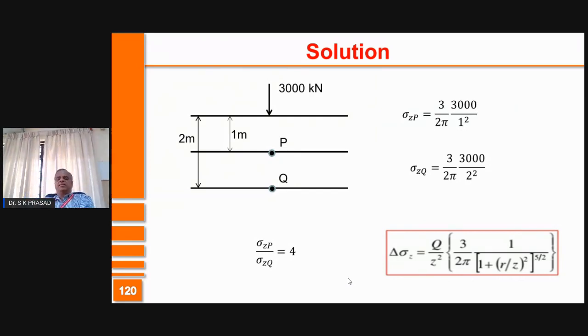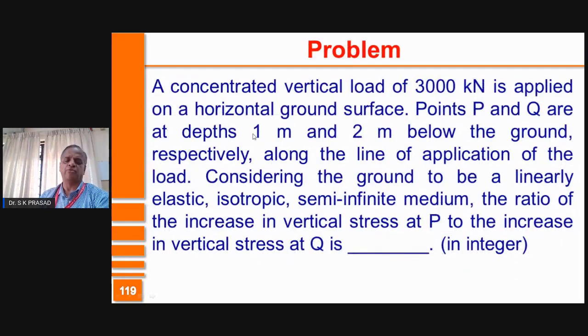Sigma z is equal to Q by Z squared into 3 by 2 pi into 1 over 1 plus R by Z whole square to the power 5 by 2. In this problem, R is equal to 0, therefore the problem reduces to the form Q by Z squared into 3 by 2 pi. So the required answer is 4. So here it is 4, which is an integer.